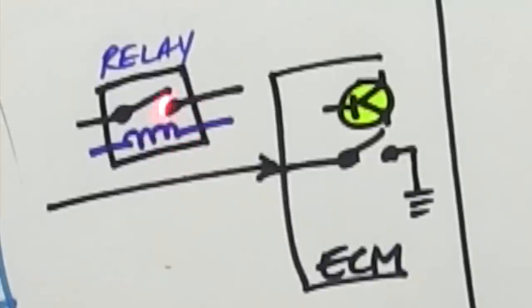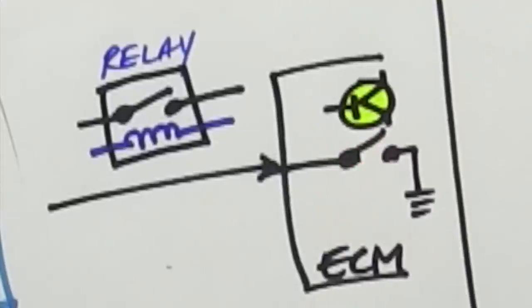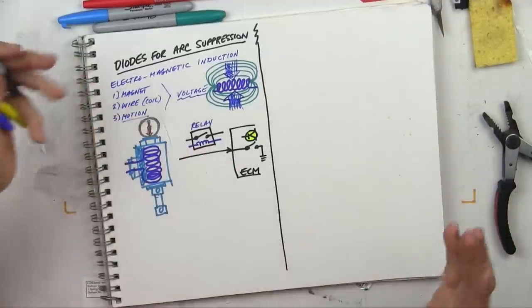Oops, if I can make the laser work. It's going to go zap, zap, zap. And every time that contact opens, not closes, opens, you're going to get about a 2,500 volt spike. And if it's inside the ECM, that's bad. So you're going to get all this arcing going on in here, and this will spike things. So that's bad.